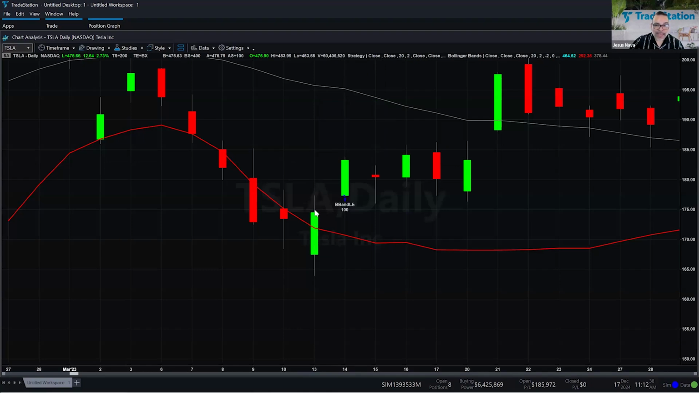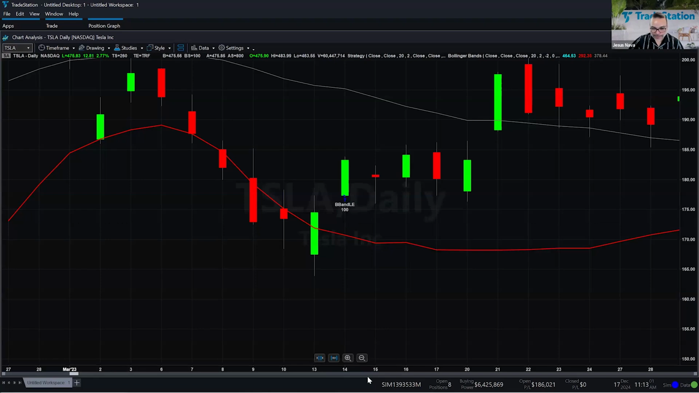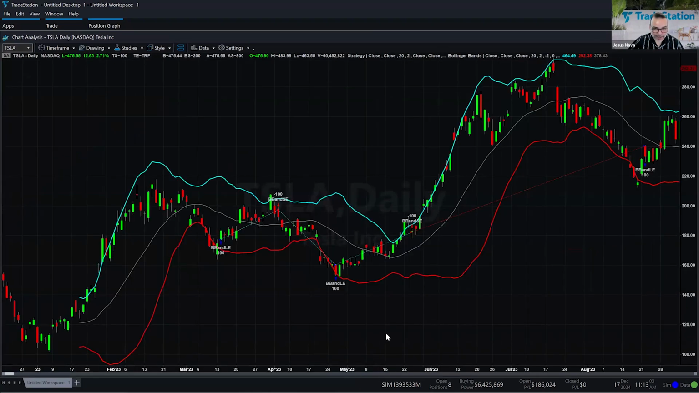When that happened and the candlestick closed, the strategy said, I need to generate a trade. What did it do? It generated a trade on the following bar. It said, buy next bar at market, and it bought 100 shares of Tesla right here, the opening tick of this day, which is March 14th, 2023. Let me zoom out. That makes sense up until now, right? The strategy does not have any exits, which is the focus of today's presentation.